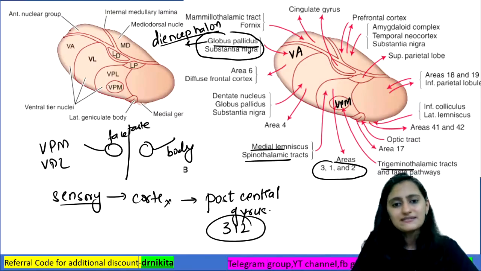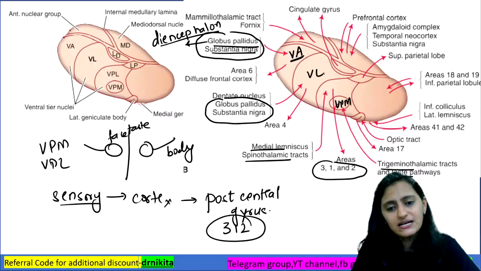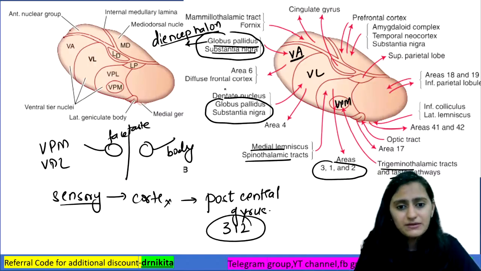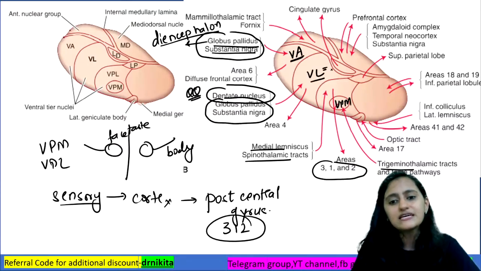So globus pallidus is the one which goes to the ventral anterior and the substantia nigra also. You can see globus pallidus and substantia nigra in ventral lateral also. But an important point to note, please make a note of this: ventral lateral is equal to the ventral anterior connections plus the dentate nucleus.